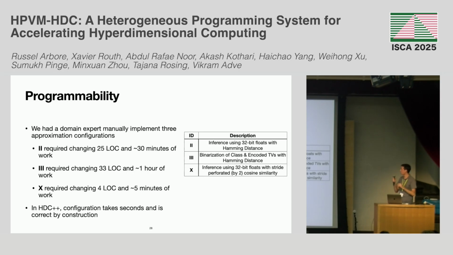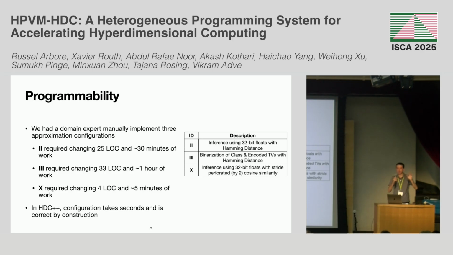And then finally, in order to evaluate, at least to a rough extent, how much time you're saving by having this automatic approximation configuration, we had a domain expert manually implement 3 of the approximation configurations in the baseline codes that we compared against, which took a range of different amounts of time. The one that took the longest took around an hour of work. This is because this configuration involved binarization, which means you have to change the element type of a bunch of hypervectors, and also involves changing a bunch of allocations, which is a lot of work.